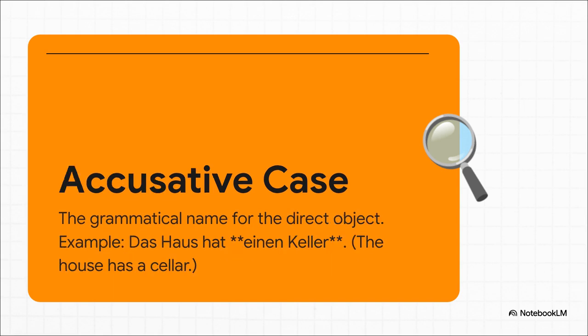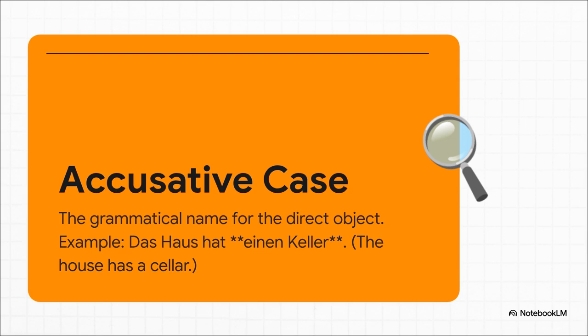And now let's meet the accusative case. This is your direct object, the thing that's being directly acted upon. So in this sentence, das Haus hat einen Keller, the house is the subject, the house is the doer. What is it doing? It has something. And what does it have? A cellar. The cellar is the receiver, the direct object, so it's in the accusative case. And hey, did you notice the word for a just changed?